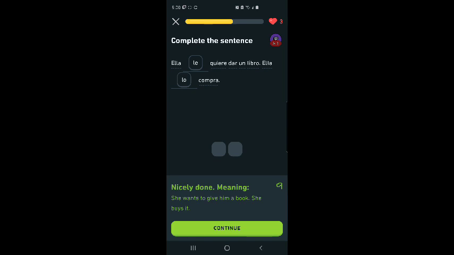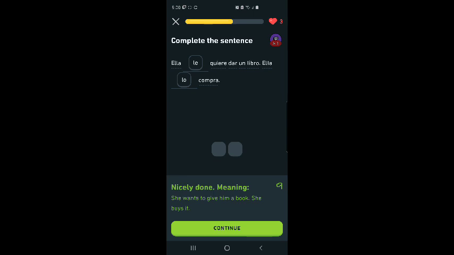I don't know what the hell they're trying to say. When it's a blank quiere dar un libro, I'm confused because I don't know who she's trying to give it to. There's no clue there. So ella lo compró means she buys it. And I just guessed because I thought she was talking about the book. She buys it and it's not directed to somebody else.